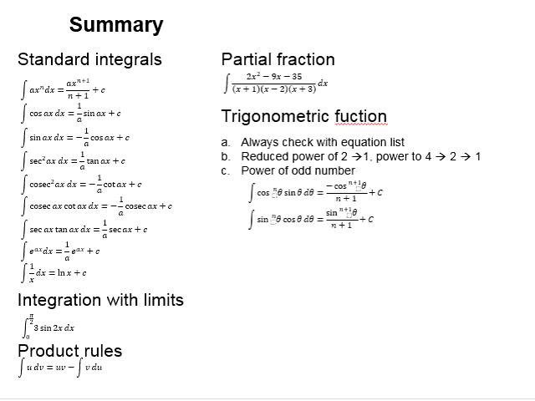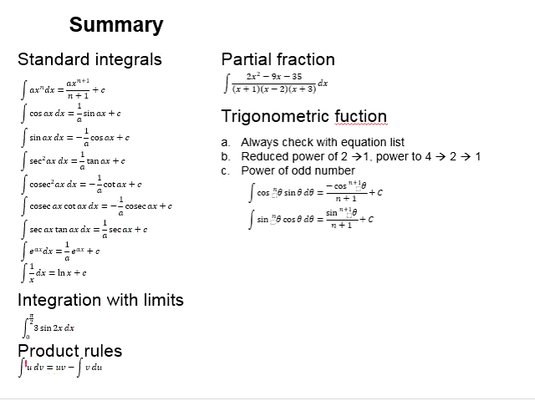If the functions appear in the form of multiplications, you may use the product rule formula. It is in the form of the integral of u dv equals uv minus the integral of v du. This formula is actually derived from the product rule of differentiation. When you encounter this kind of question, you need to set one of the product functions as u, while the rest will be the dv.